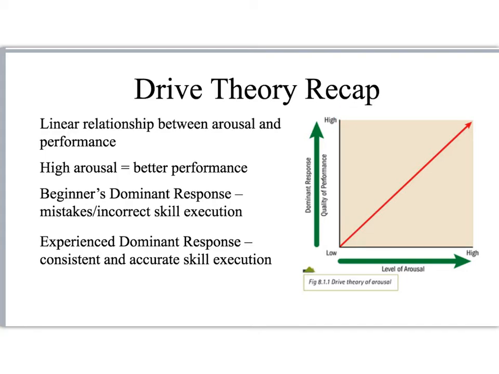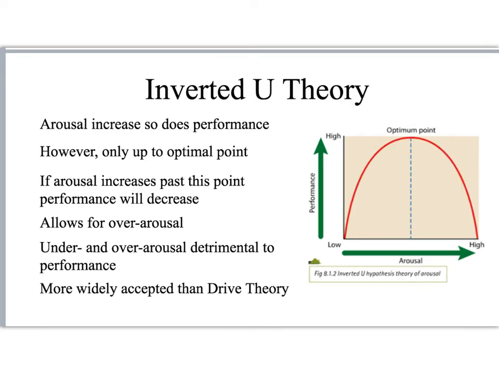Basic concept of that, however, the dominant response for high level performers is that yes, they will actually perform a very good skill, so their performance will increase. So experienced athletes will have a better performance based on high arousal. However, the issue for beginners is that their dominant response is to make mistakes, because that's the most learned skill. So this theory does work for experienced athletes, but it does not work for beginners. And we said that the issue here is it doesn't take into consideration the over-arousal point, which brings us on to the inverted U theory.